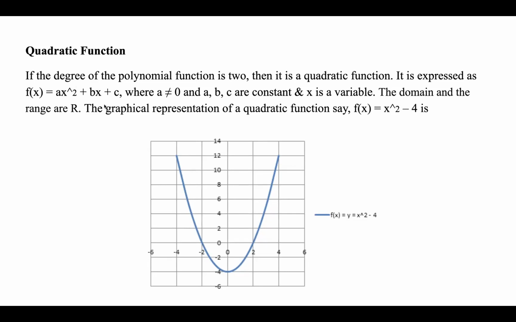The domain and the range are R. For any values we take of x in this function ax square plus bx plus c, f of x is going to be changed for every value of x, but both are real numbers. Means x is real number, f of x also will be real number. So domain and range will be from a set of real numbers. The graphical representation of a quadratic function, say f of x is equal to x square minus 4, for example, function taken here is x square minus 4.